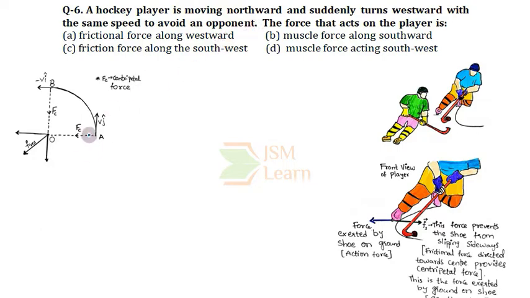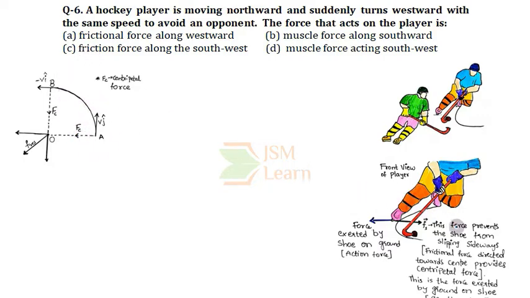So the hockey player was actually moving in the northward direction. When he saw the opponent, he suddenly took a turn towards westward. Now they are asking us to find the force that acts on the player. In order to understand that, let us understand this scenario.